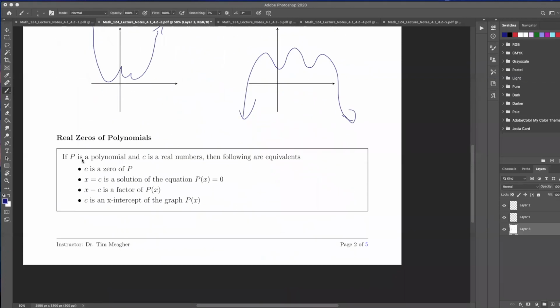All right. So real zeros of polynomials. All these are equivalent. Basically these are all the same definitions for the same thing, kind of like saying the word feline or cat. It means the same, just different connotations, I guess.